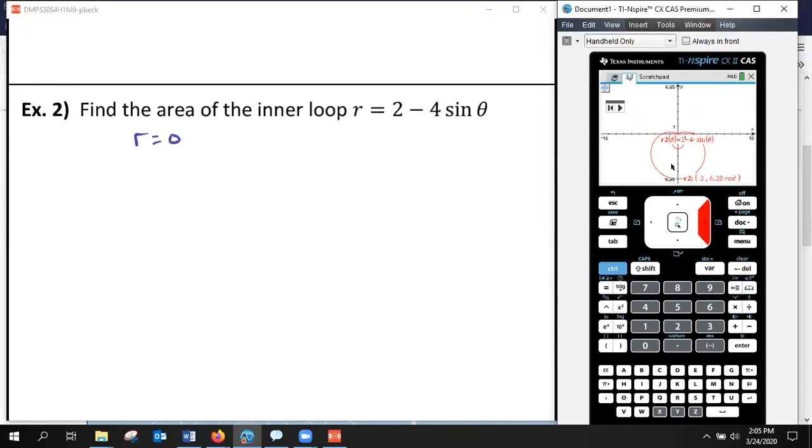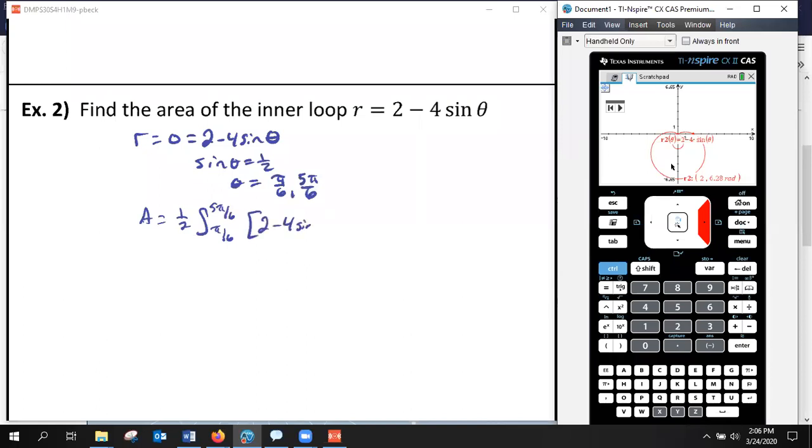So where does my radius equal 0? Which is the 2 minus 4 sine of theta. So that's when sine of theta equals 2 over 4, which is a half. So theta ends up equaling pi over 6, and then 5 pi over 6. So our overall area is going to be 1/2 the integral from pi over 6 to 5 pi over 6 of our radius squared, so 2 minus 4 sine theta squared d theta.